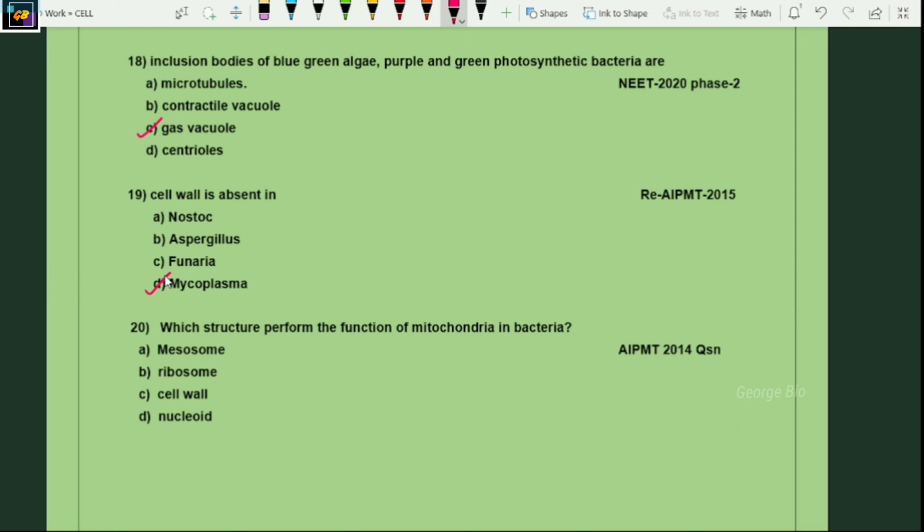Number 20. Which structure performs the function of mitochondria in bacteria? First of all, what is the mitochondrial function? It helps in performing ETS and aerobic respiration, helping in production of cellular energy like ATP, and that function is done by one of the structures in bacteria, that is mesosome. So this is all about the questions of prokaryotes. In the next session, we'll go with eukaryotic cell discussion. Thank you.